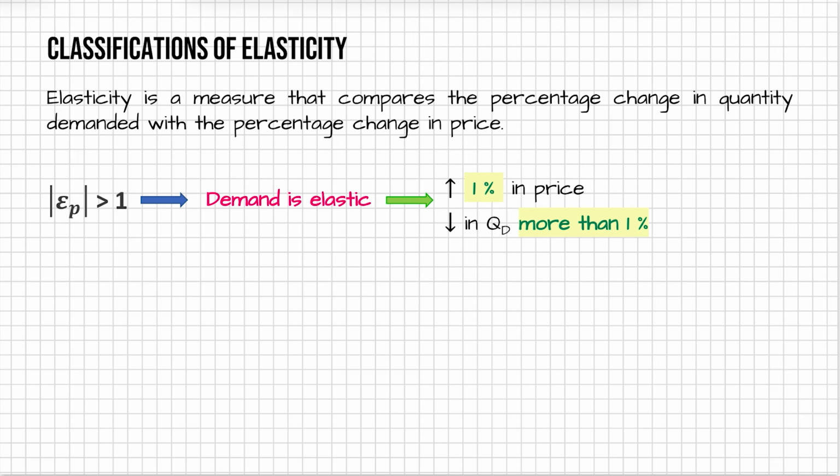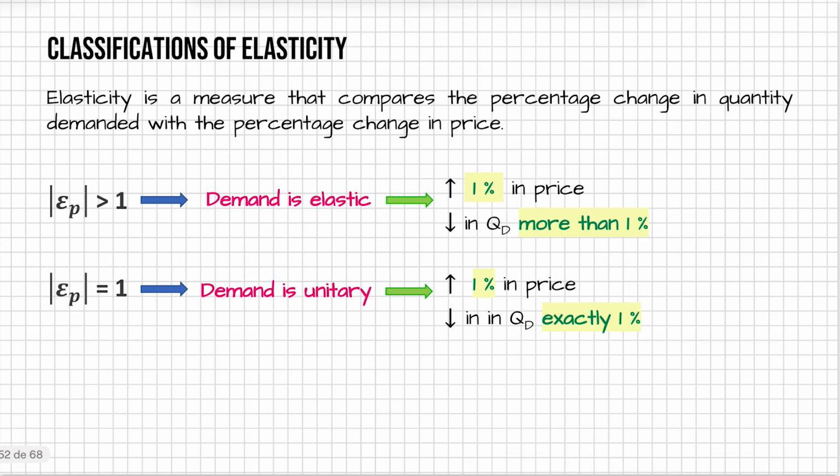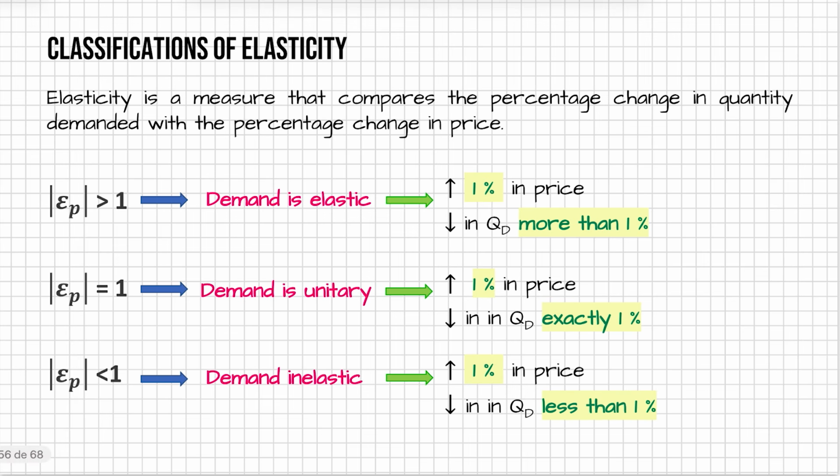If the absolute value of epsilon is equal to 1, demand is unitary. A 1% price change results in exactly a 1% change in quantity. The change in quantity is exactly proportional to the change in price. If the absolute value of epsilon is less than 1, demand is inelastic. A 1% change in price leads to a less than 1% change in quantity demanded. The change in quantity is less than proportional to the change in price.